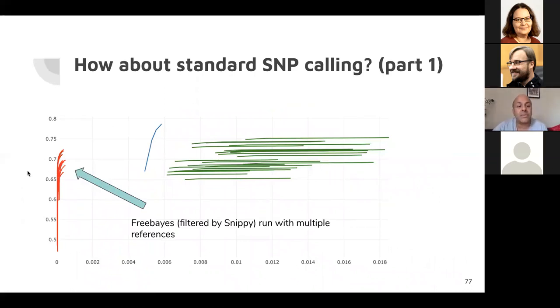On the left, I've got results from Freebayes, or Freebayes wrapped inside something called Snippy, which is commonly used in bacterial genomics, and run with multiple references, the references we chose before. And you can see each reference sort of tops out at a different level. And then SAMtools is over here. Pandora is in the middle, so we get slightly higher recall than the other guys.